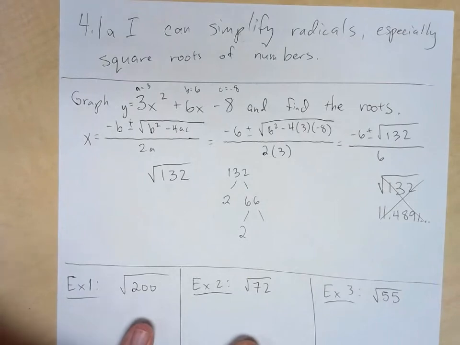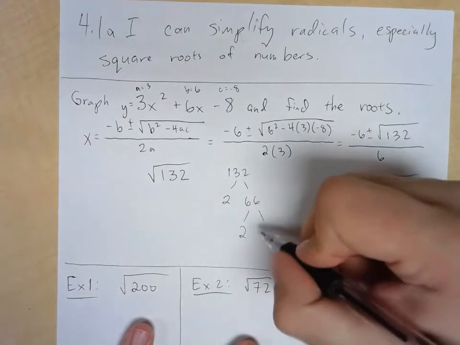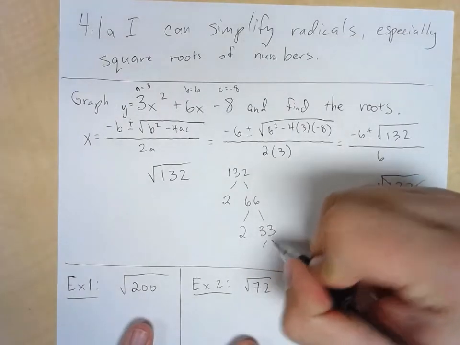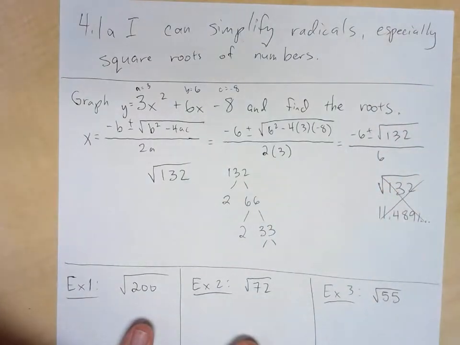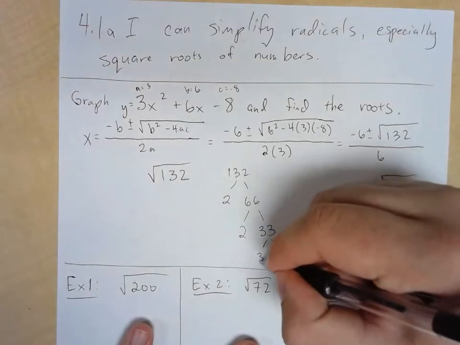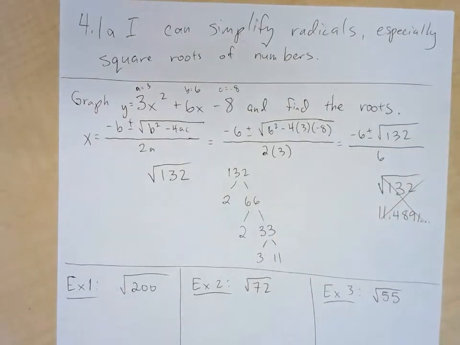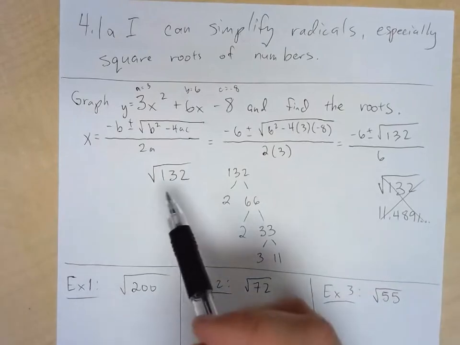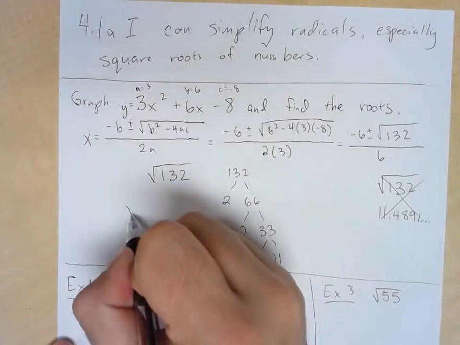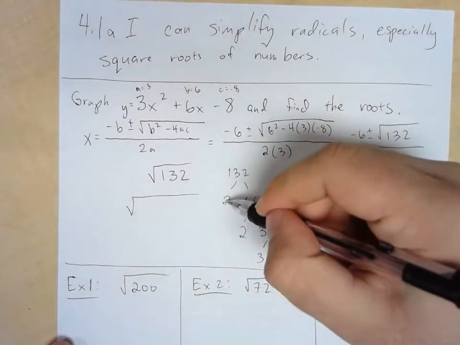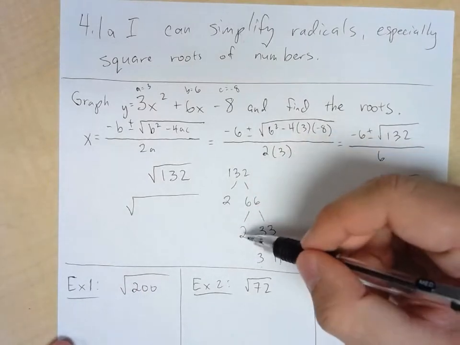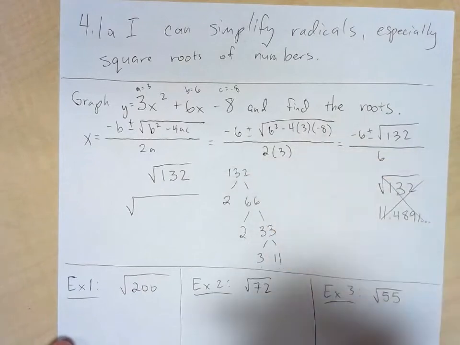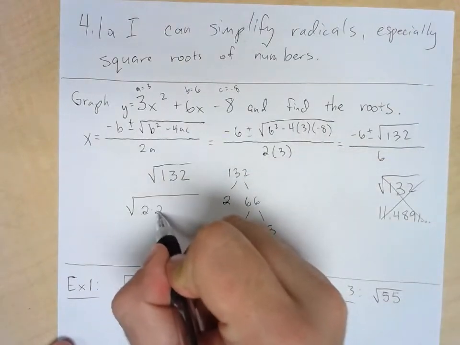And then we're left over with, I think, 33. Let's just make sure. Yep, 33. And then 33 is not even, but it is divisible by 3, I'm pretty sure. So let's check. Divided by 3, I get 11. So 3 and 11. So to simplify this, I can rewrite the square root of 132 as 2 times 2 times 3 times 11, because 2 times 2 times 3 times 11 is going to give us 132.